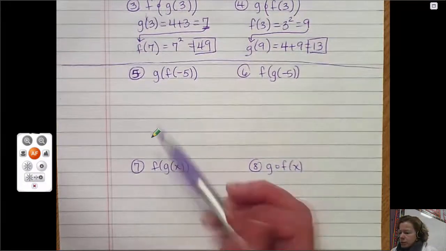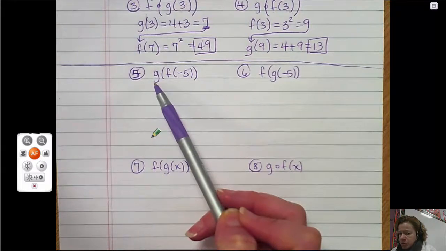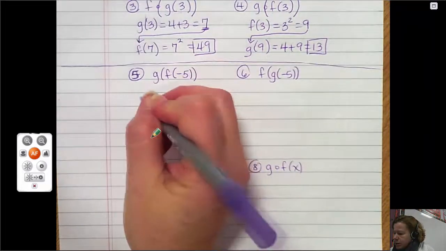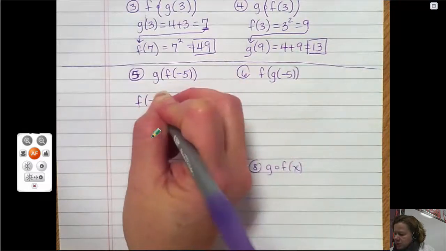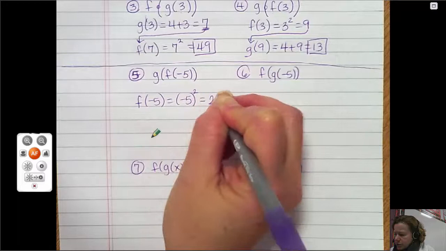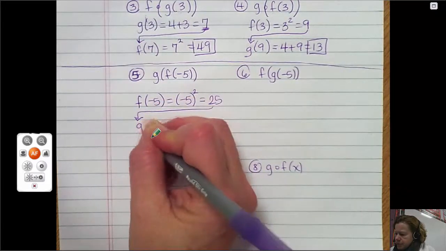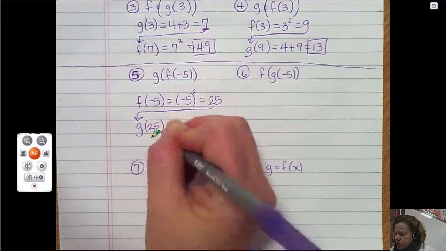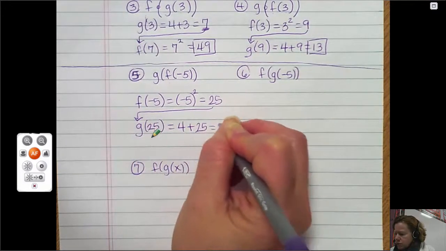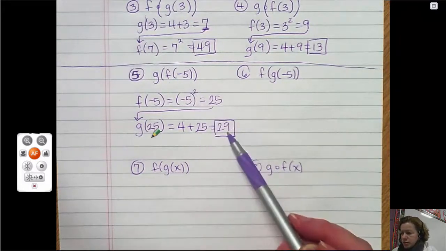For number 5, I'm going to plug negative 5 into f, and then that result into g. I'm composing g of f of negative 5. f of x says square what comes in, so I take negative 5 and square it, and get positive 25. Take that 25, plug it into g. g says do 4 plus whatever comes in. 4 plus 25 is 29. So g composed with f of negative 5 is 29 for these two functions.